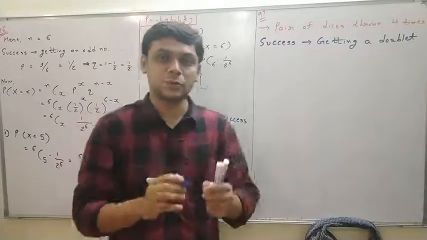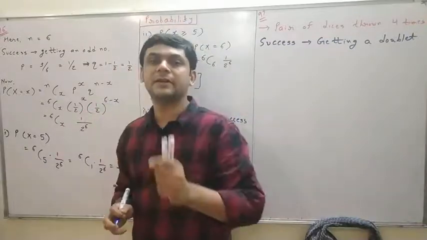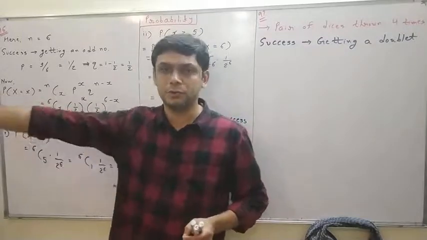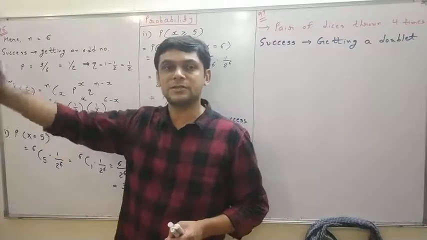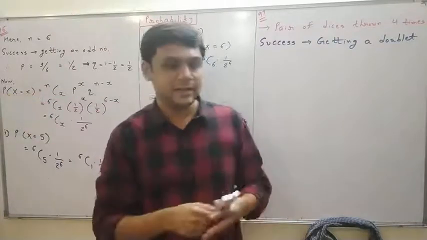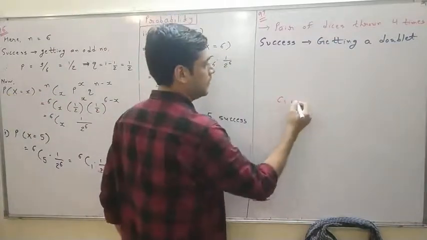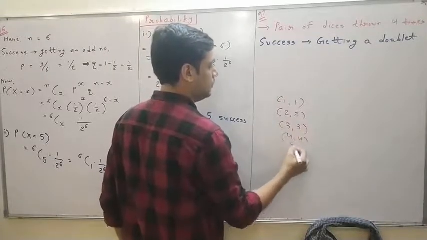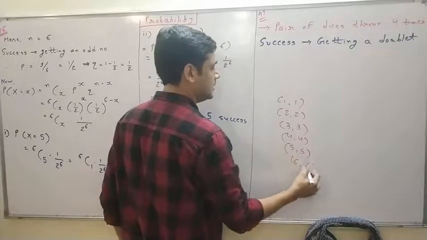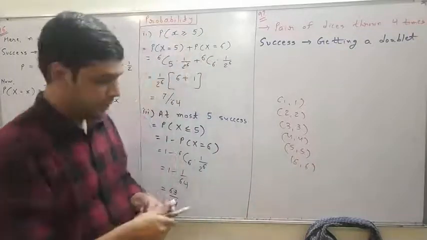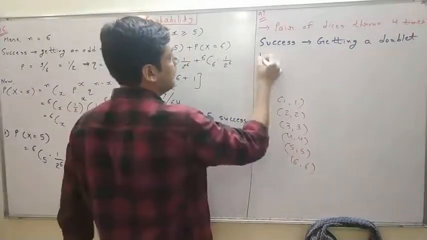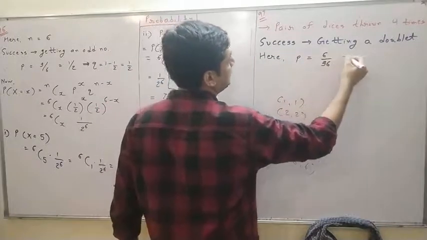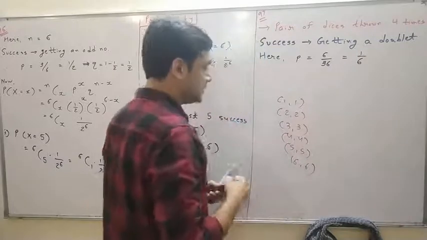When you throw a pair of dice, the total outcomes are 36: 1,1, 1,2, 1,3, 1,4, 1,5, 1,6, 2,1, 2,2, up to 2,6. Similarly, up to 6,1, 6,2, 6,3, 6,4, 6,5, 6,6. In that, the doublets are 1,1, 2,2, 3,3, 4,4, 5,5 and 6,6. So for one experiment, our probability of success, that we call P, is equal to 6 by 36, so that is 1 by 6.